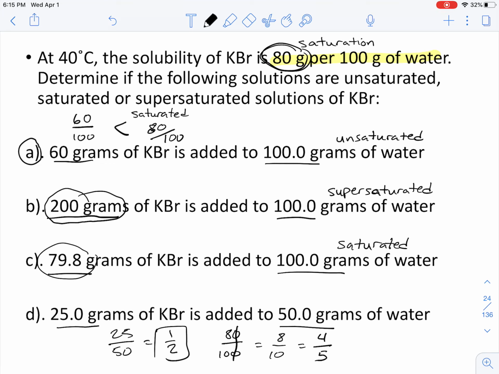And so if you plug this into your calculator, 4 divided by 5 is going to be greater than 1 over 2. So 1 over 2 is like 50% or 1/2. And so let me just plop this over here. So 1/2 is less than 4 over 5. And since this value is less than 4/5, then this is telling us that this solution is unsaturated.